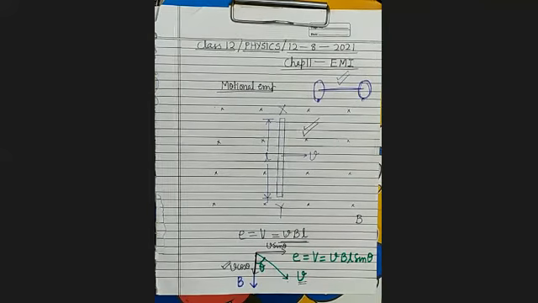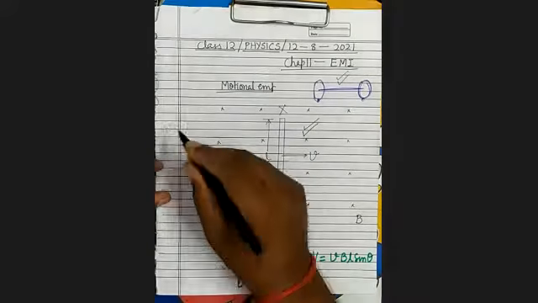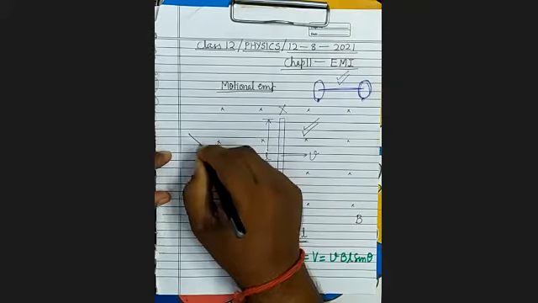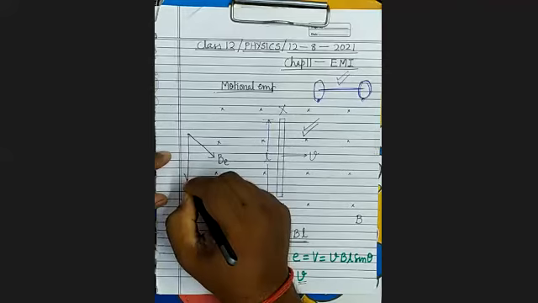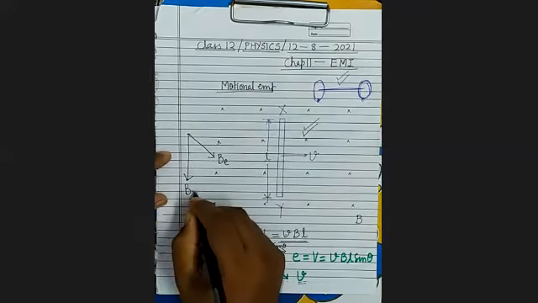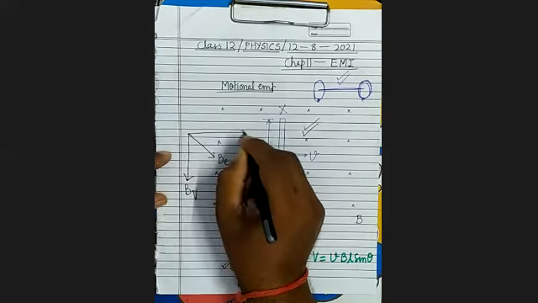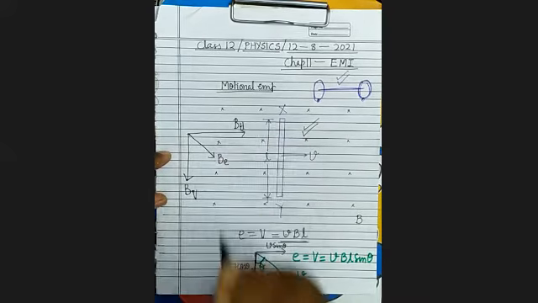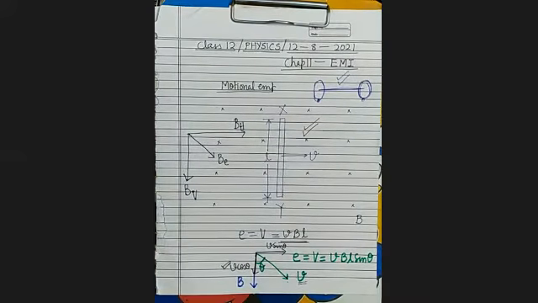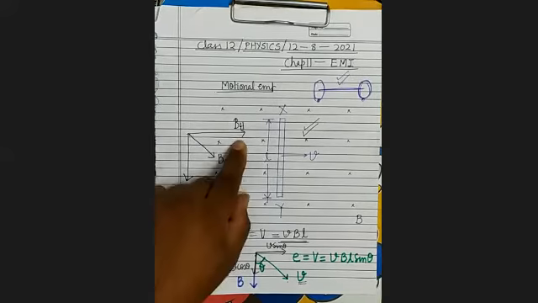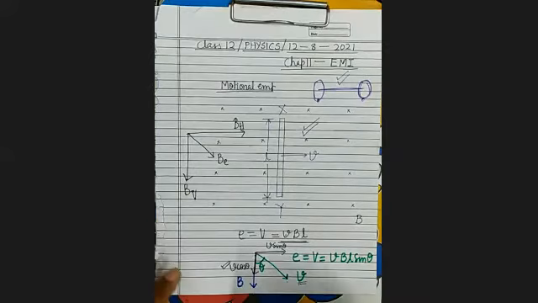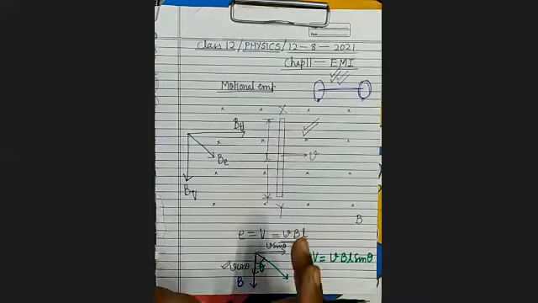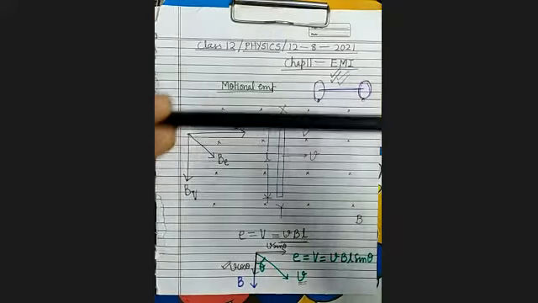And this axle is cutting which flux lines? Those in the Earth's magnetic field. What is the Earth's magnetic field? Suppose it is in this direction. So this is the vertical component of Earth's magnetic field, and this is the horizontal component of Earth's magnetic field. It's clear. So this axle will cut which component? Does the axle move horizontally or vertically?